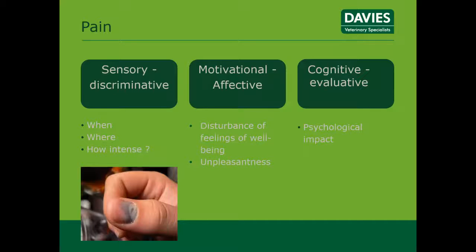and it's made up of three, if you like, domains. We've got the sensory discriminative, which is a bit like when, I've just done it, where, which bit hurts, how much does it hurt? And that would be, say, if you burnt your hand on the hob or trapped your finger in the door. I've just done it now, I know which bit of me hurts, and it really hurts.